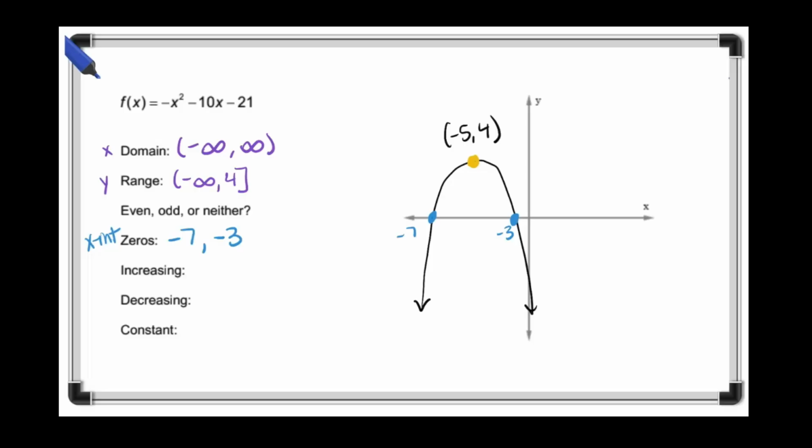Now we're also going to ask you whether this is even, odd, or neither. The way you can look at this is, again, remembering how we figure out even and odd functions and the symmetry. Is this graph symmetrical around your y-axis? No. Is it symmetrical around your origin? No. So this one is a neither.